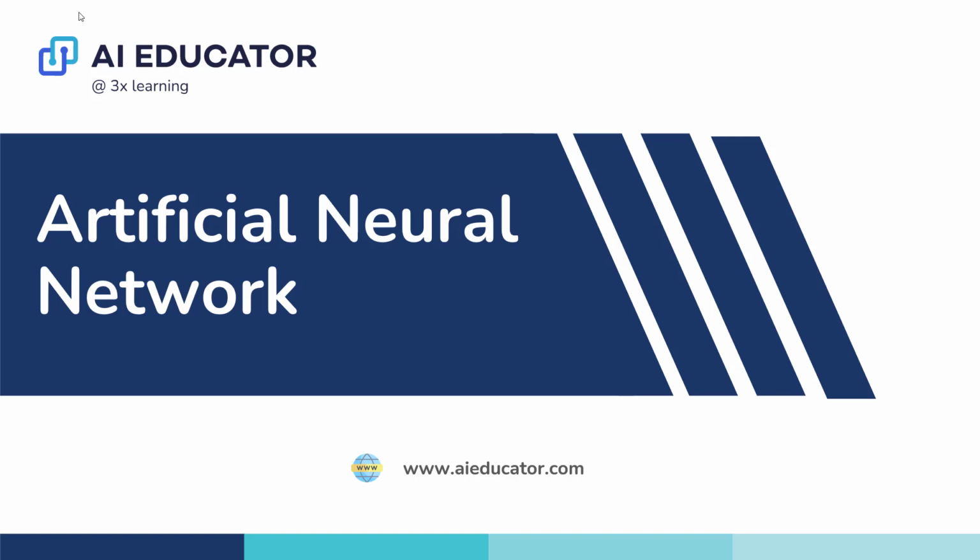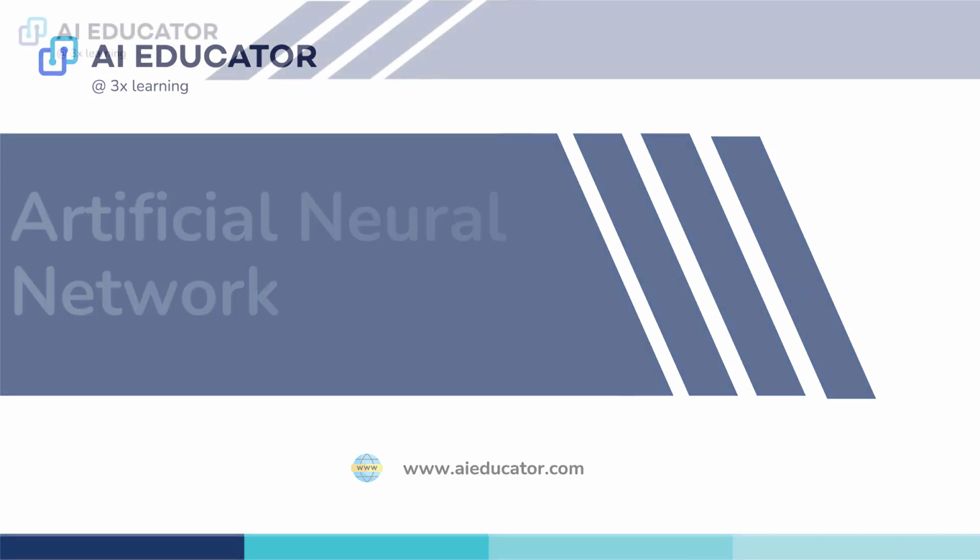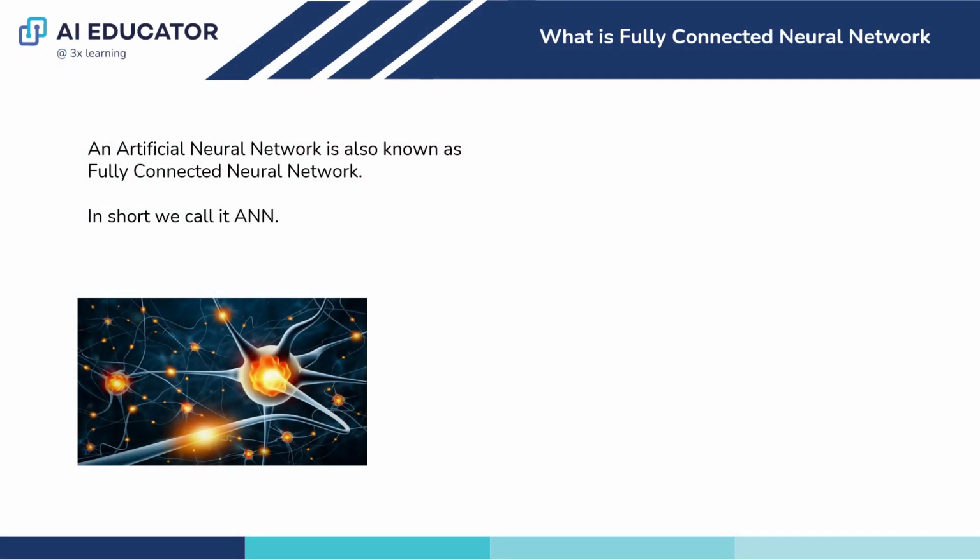In this video, let us learn about artificial neural network. Artificial neural network is known as a feed-forward neural network or fully connected neural network. It has multiple names. Artificial neural network is simply called as ANN. ANN is a deep learning model inspired from the human brain.